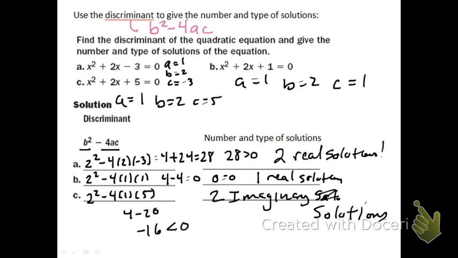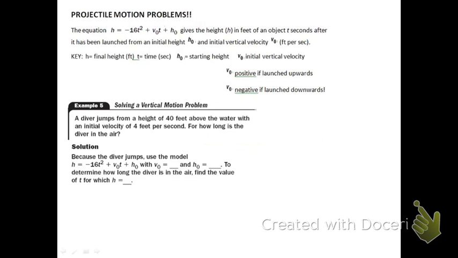Now, one last example that I'd like to show you in this particular presentation is projectile motion problems. Another cool application of quadratics. We can use the equation h equals negative 16t squared plus v naught times t plus h naught. This gives the height h in feet of an object t seconds after it's been launched from an initial height of h naught with initial vertical velocity v naught in feet per second. So the key here is h is your final height, t is your time in seconds, h naught just means your starting height, and v naught is your initial vertical velocity.